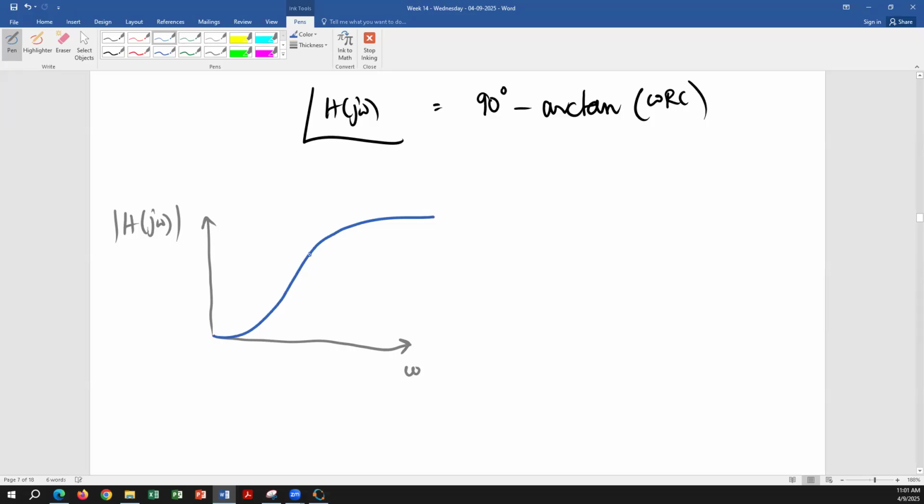At omega equal to omega c, the magnitude of the transfer function is going to be 1 over square root of 2. And as omega hits infinity, the magnitude is going to be 1. So that's the magnitude response of this high pass filter. And then the phase response.